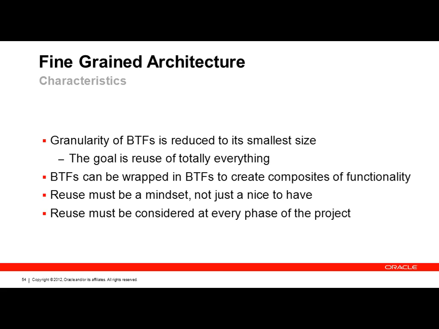Now, not all our bounded task flows are at that granularity because in order to consume all these little bounded task flows, we need to wrap them in something. And to do that, we use a composite bounded task flow, effectively a wrapper to bring all the little bits that we need together into one larger bounded task flow. In order to build with this particular architectural pattern, reuse must be an absolute mindset throughout the whole software build.